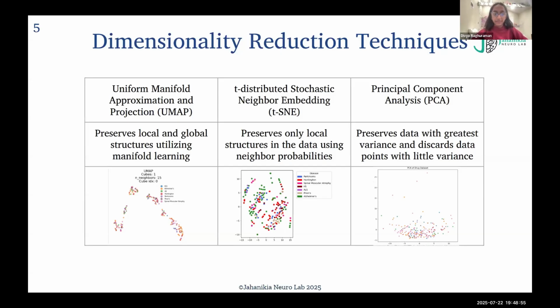PCA, on the other hand, uses variance. It keeps the directions where the data varies the most and discards the rest. It's fast and linear, but it doesn't always capture the underlying structure as clearly as UMAP or t-SNE. These three tools help us simplify complex data sets while keeping the most important information intact.